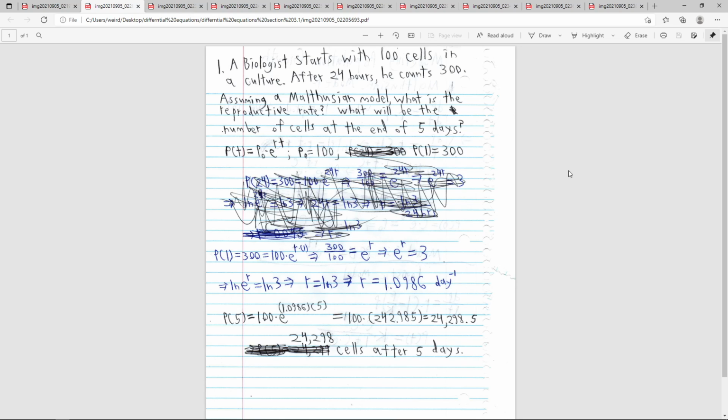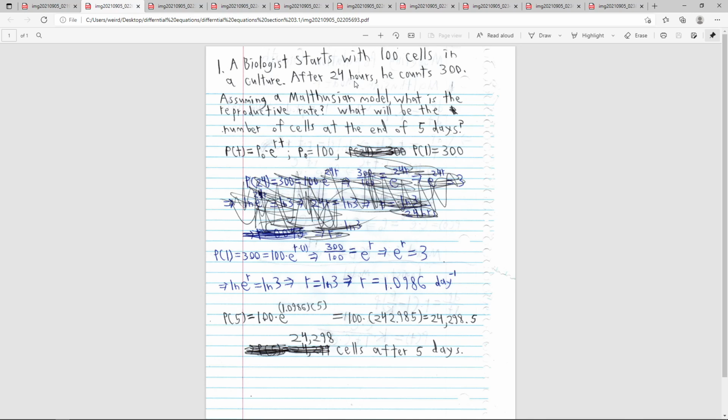A biologist starts with 100 cells in a culture. 24 hours later, he counts 300. We assume the Malthusian model. What is the reproductive rate? What will be the number of cells at the end of 5 days? Even though it's lots of hours, this is definitely a model we do in days. So each day is a t unit. So t equals 1 is 1 day, t equals 2 is 2 days.